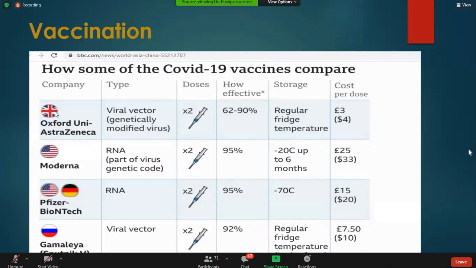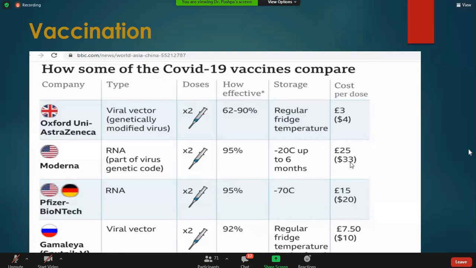The United Kingdom has made the Oxford or AstraZeneca vaccine. It is using a viral vector or genetically modified virus, and it comes in two doses. It is 62 to 90% effective, and its cost is $3 to $4. While Moderna and Pfizer are made in America, with the help of some other country also. They are using RNA or part of the virus, and they are 95% effective, okay? And their cost is $15 to $25.